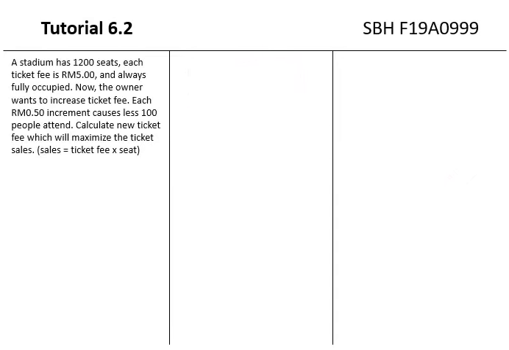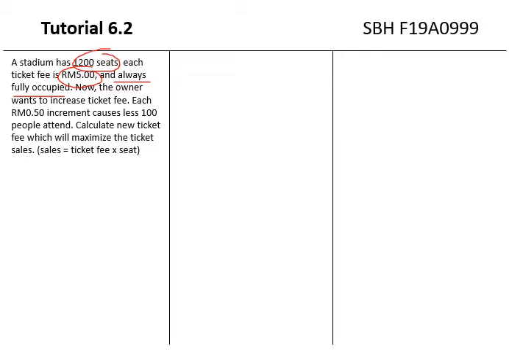Now we come to tutorial 6.2. This is an application question. You want to know what is the new ticket price. The question starts with a stadium. It has 1,200 seats, and the owner charges 5 ringgit for each person. And the good news is the stadium is always occupied. Let's say there's a football match, always 1,200 people because the ticket fee is cheap, 5 ringgit.